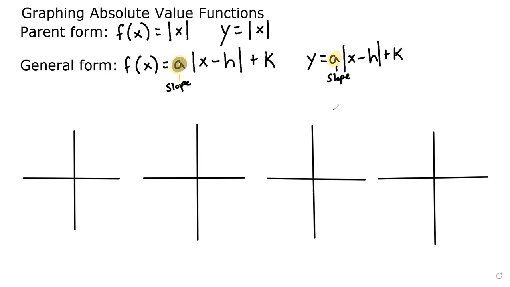We really need to talk about the H and the K. The H and the K combine together to form your vertex. And your vertex is the V point that you graph. So we'll do that when we do the examples.